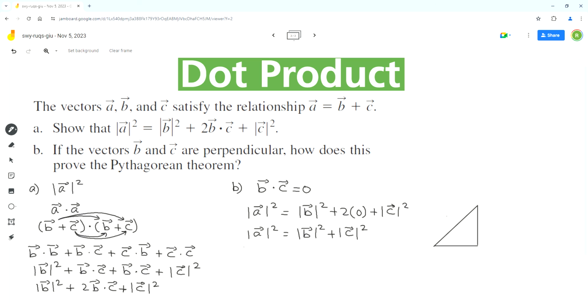So the hypotenuse is vector A, the other two legs are vector B and vector C. And this is a right angle triangle. So this equation, the square of magnitude of vector A is equal to square of magnitude of vector B plus square of magnitude of vector C, represents Pythagoras theorem. So this proves the Pythagorean theorem because vectors B and C are perpendicular to each other. So these are the steps you have to keep in mind to solve a problem like this one.